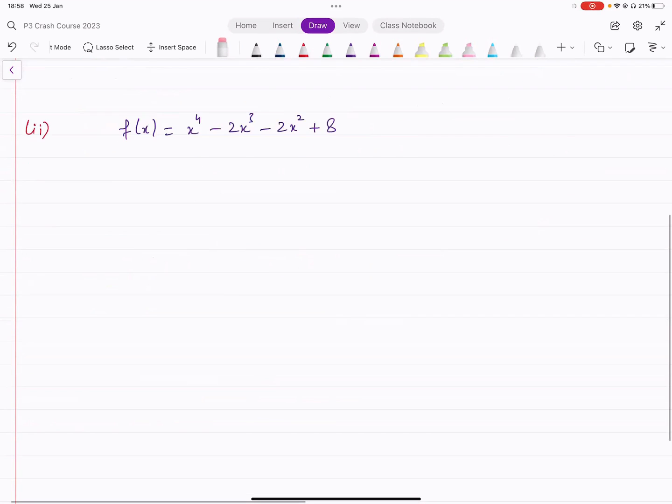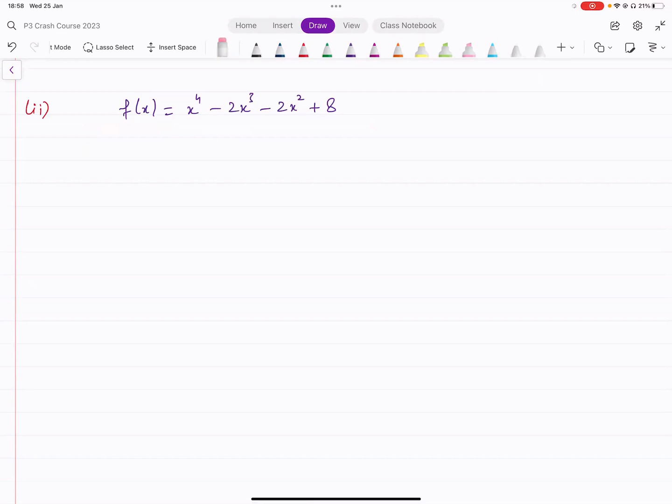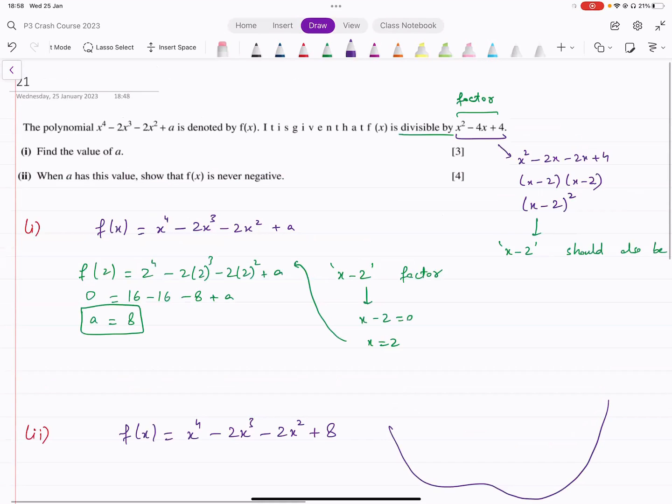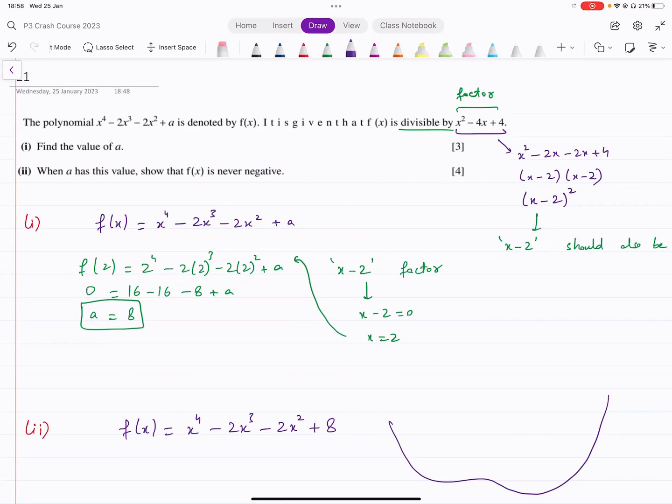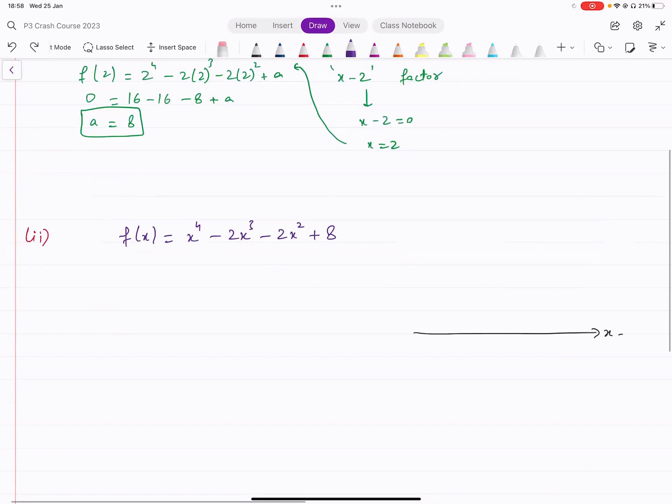Now, what does that mean? That means its graph, whatever that is, is always above the x-axis. If this is the x-axis, the graph always has to remain above the x-axis. It can't come down, right? That's what we need to show, that this function never has a negative value. It could touch the x-axis. Yes, that is possible. It just touches the x-axis like this. But it can't go below the x-axis. It cannot be negative. All right, that's what you're being asked to show.